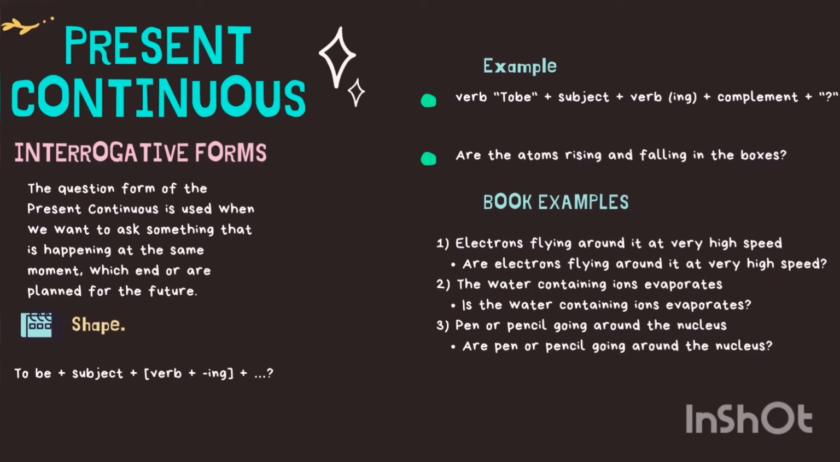Some examples from the book. Electrons are flying around at a very high speed. Are electrons flying around at very high speed? Number 2. The water containing ions evaporates. Is the water containing ions evaporating? Number 3. Pen or pencil going around the nucleus? Are pen or pencil going around the nucleus?